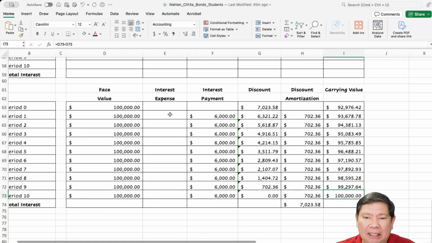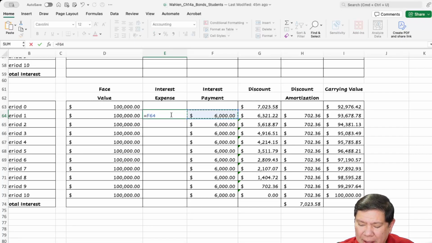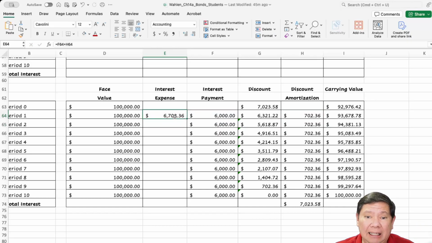Now, the interest expense for bonds with discount is the interest payment plus the amortization of discount. So the interest expense is actually higher than the interest payment. Why?